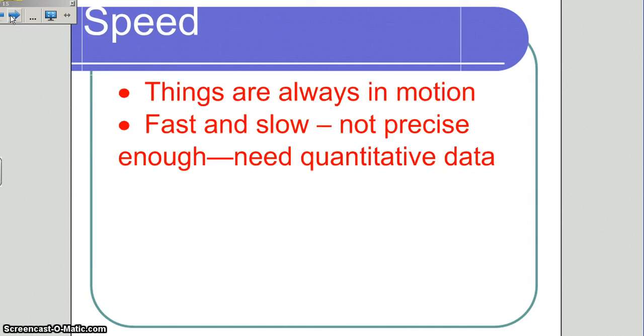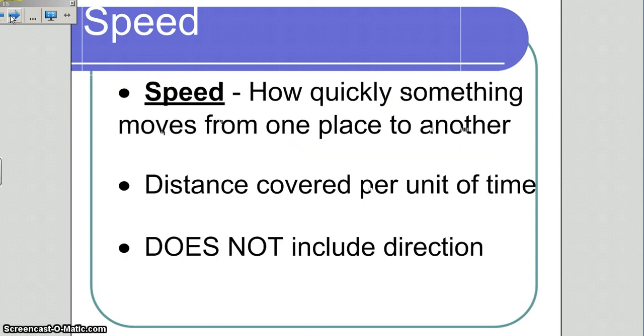Speed. Now we can finally go to it. Now that we understand distance and displacement, vector quantities, all those good things, we can finally hit speed. Speed has an exact measurement because fast and slow is not good enough. You know that in science. We have to complicate things. So speed is how quickly something moves from one place to another. Distance per unit of time, and it does not include a direction. That is one of the most important things: speed does not include a direction.